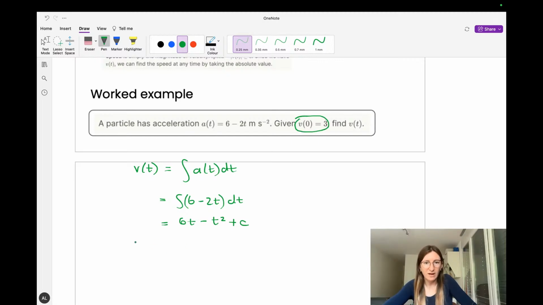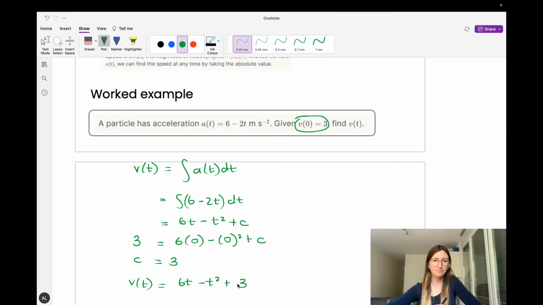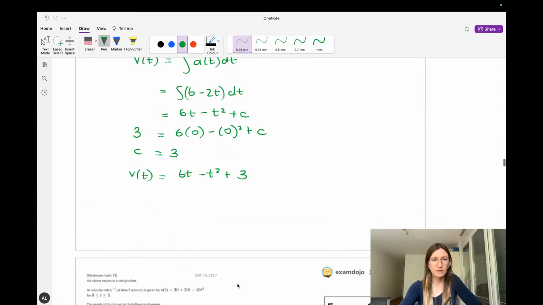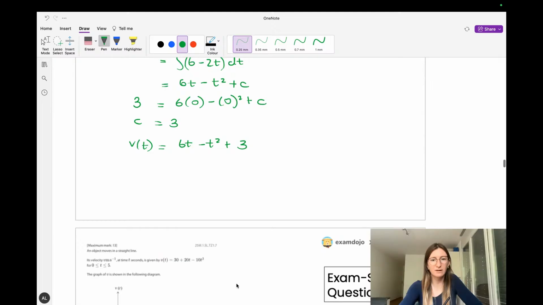So if I put v of, well, let's just immediately go in with my value of 3. 3 equals 6 times 0 minus 0 squared. Love it when it's 0. So c equals 3. So therefore, my velocity function is 6t minus t squared plus 3. And there, done. Did I fully answer the question? Yeah, we just need to find v of t.